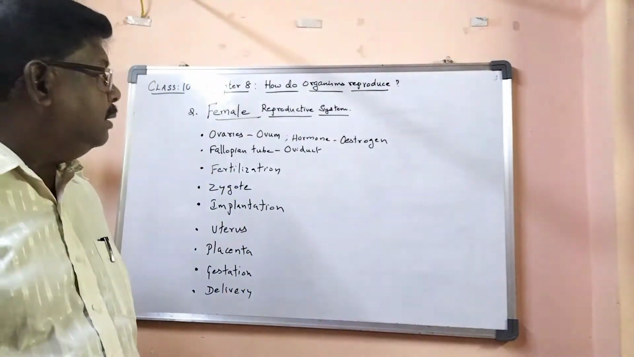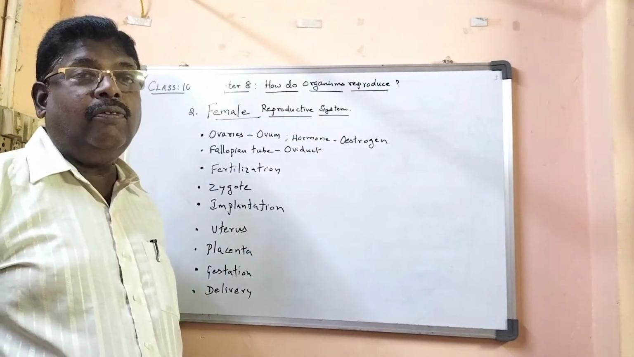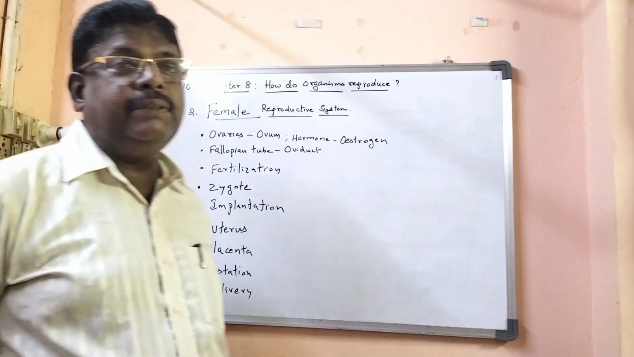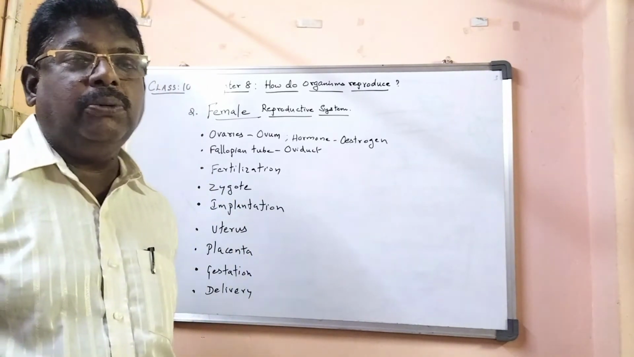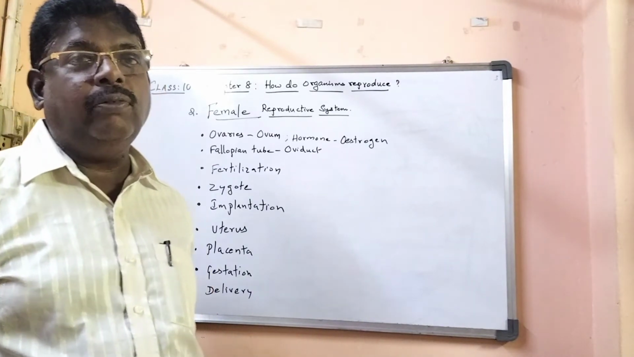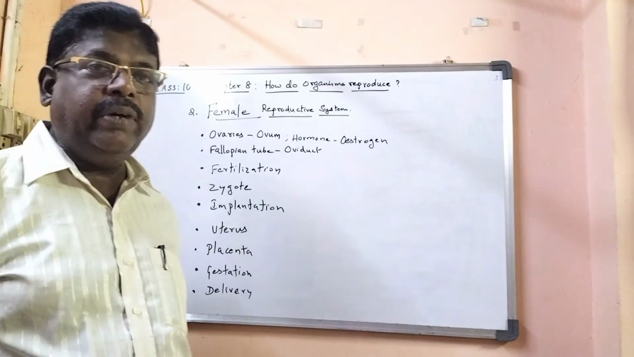Then a pair of ovaries is associated with a pair of oviducts. They are also known as fallopian tubes. So each ovary has a fallopian tube. A pair of ovaries, a pair of fallopian tubes. The other name is oviduct.